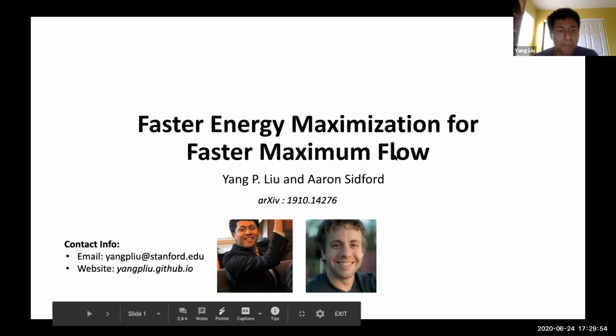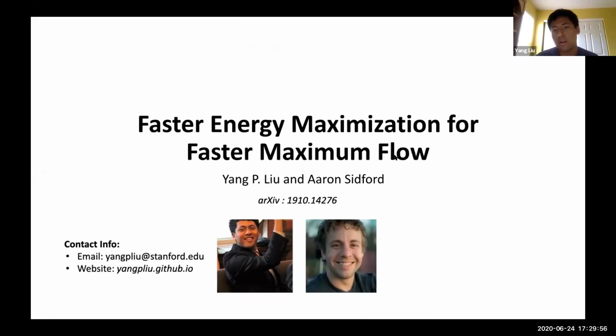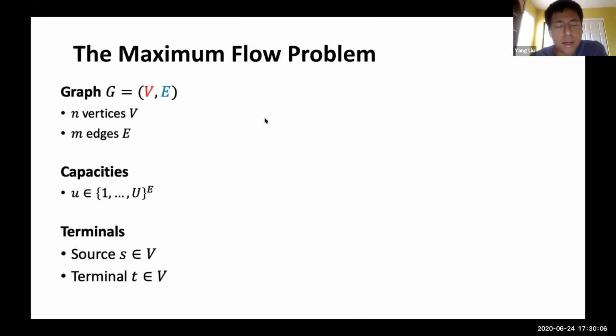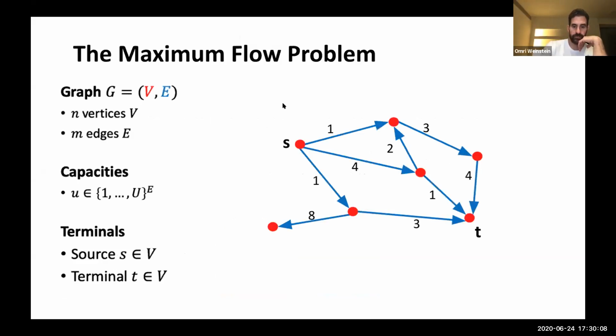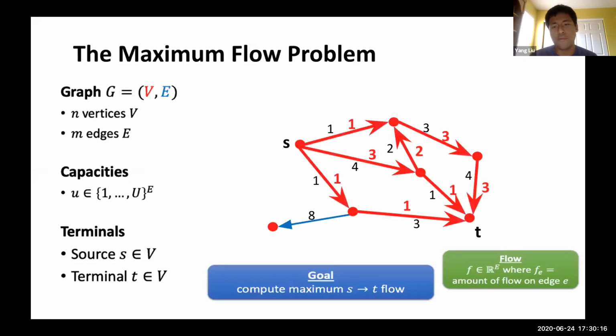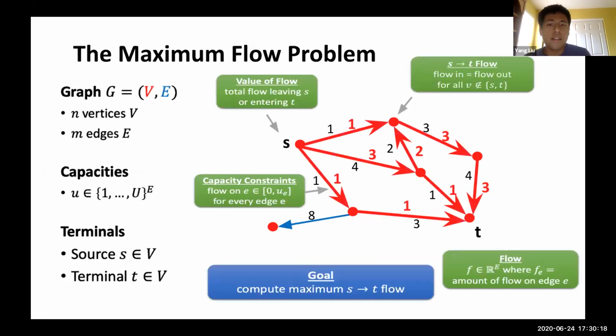Hi, everyone. I'm Yang, and this is joint work with my advisor, Aaron Sidford, about faster algorithms for exact maximum flow. So just to recap, the maximum flow problem is you're given a graph G with a source vertex S and a sink vertex T, and I want to route a flow on the graph. A flow means that every vertex has the same amount of flow in and out, except for S and T, and I want to route the max amount of flow from S to T without violating the capacity constraints.